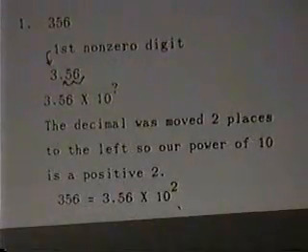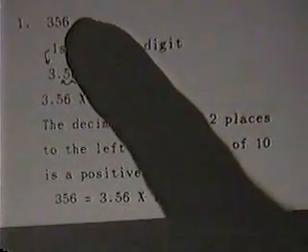Now let me say it one more time. How many places do we have to move the decimal place where it is to start to get it behind the first non-zero digit? 2 places. Therefore, it's times 10 to the second power. Let's look at the next example.